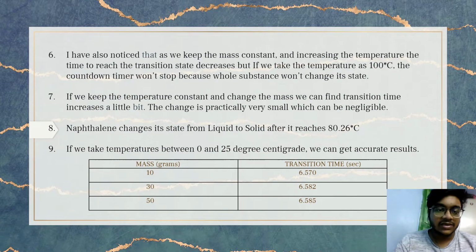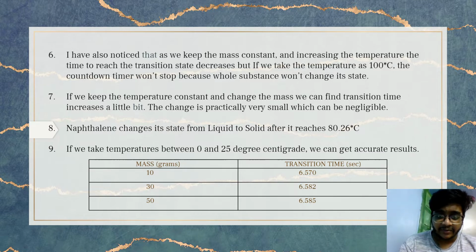I have also noticed that as we keep the mass constant and increase the temperature, the time to reach the transition state decreases. But if we take the temperature as 100 degrees Celsius, the timer won't stop because the whole substance won't change its state. If we keep the temperature constant and change the mass, we can find the transition time increases a little bit. The change is practically very small, which can be negligible.